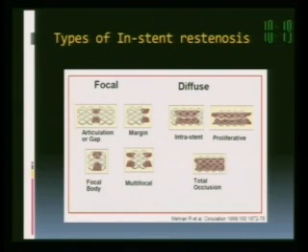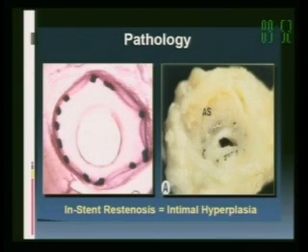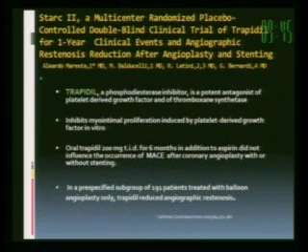Diffuse in-stent stenosis is again divided into 3 types: intra-stent, present within the stent; proliferative, involving the stent and extending even beyond the stent; and total occlusion, which is the most severe form of the restenosis. So focal restenosis was found to be 42% in one study, and it was the commonest one, and total occlusion was found to be 6%. It was the least common one. In-stent restenosis is mainly caused by intimal hyperplasia, as shown in this slide.